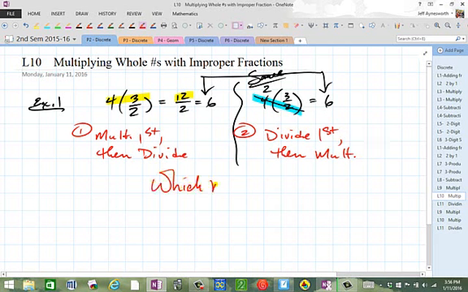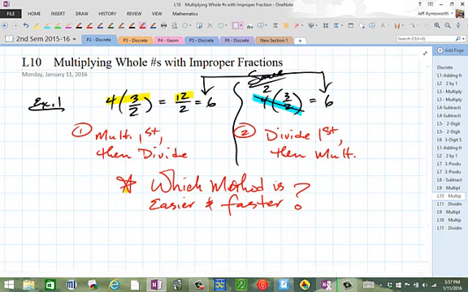Which method is easier and faster? That's my question to you. I want you to think about that. I'm not going to answer that now because it may not be apparent in this example because the numbers are too small. But in my next example, it will be apparent. So I want you to think about that as we go through a few examples here. And then after that, we're going to do it the fastest and easiest way.